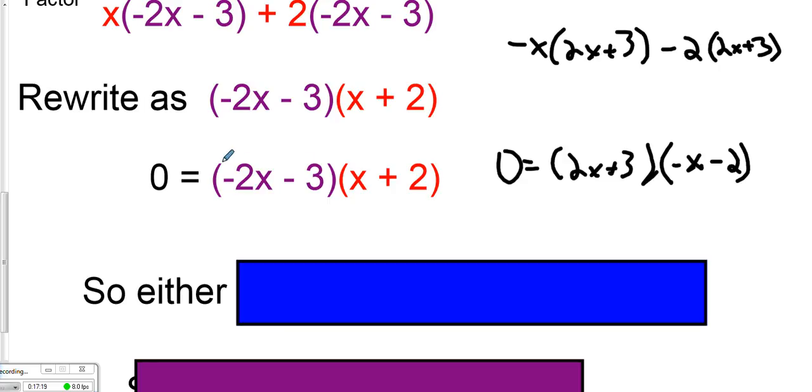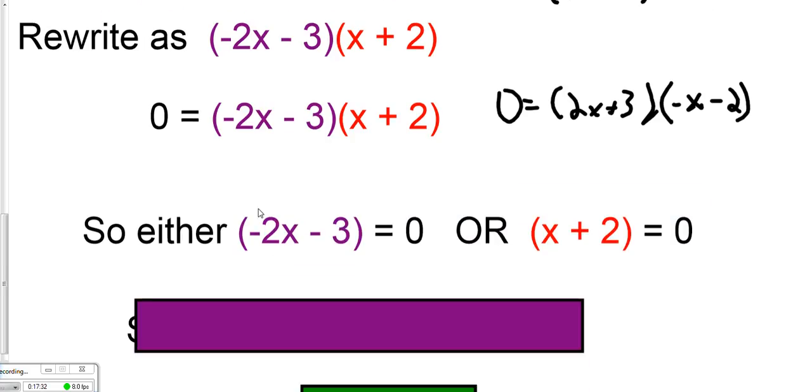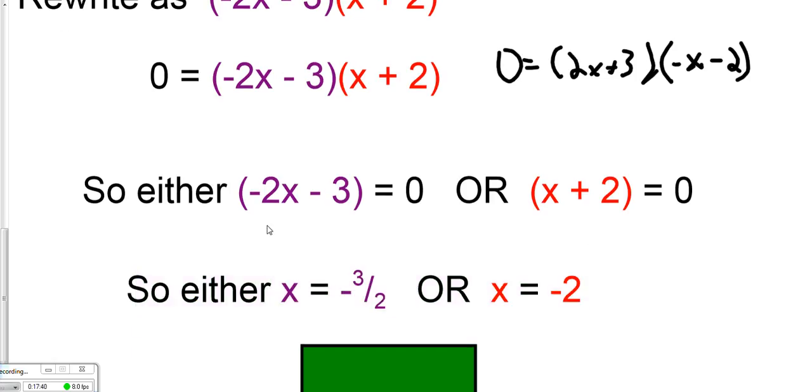Actually, I can just tell you, out of this we can factor out a negative 1, and we just take the negative 1 and times it here. That's why these ones look similar, but not the exact same. From this form, we know that either negative 2x minus 3 equals 0 or x plus 2 equals 0. If it was this form, I would add 3 and divide by negative 2. So x could be negative 3 over 2. If it was this form, I would subtract 2 and get x equals negative 2.